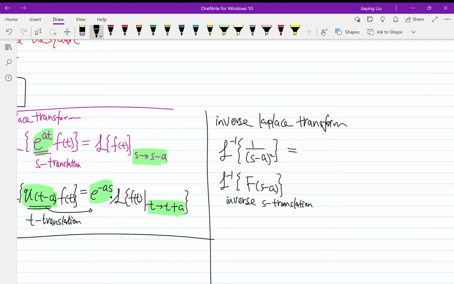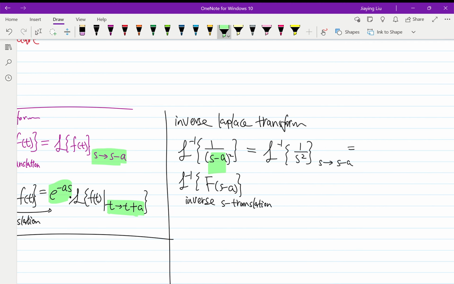The first example will become, so just the inverse Laplace transform of, so this part s minus a will become the new s, so the inverse of 1 over s squared, with a notation that s is coming from s minus a. And in the following step, this part will become e to the at times the inverse Laplace of 1 over s squared. I hope that doesn't confuse you. It could be really confusing the way I wrote it, but does that kind of make sense?